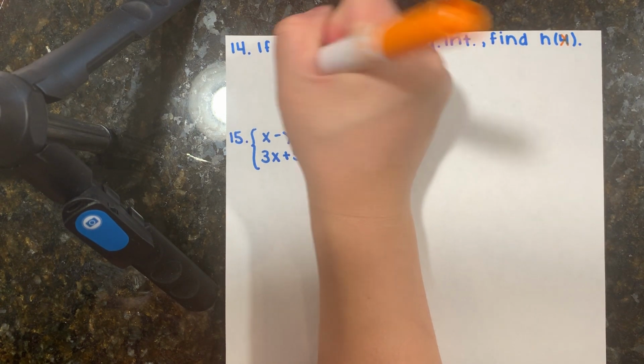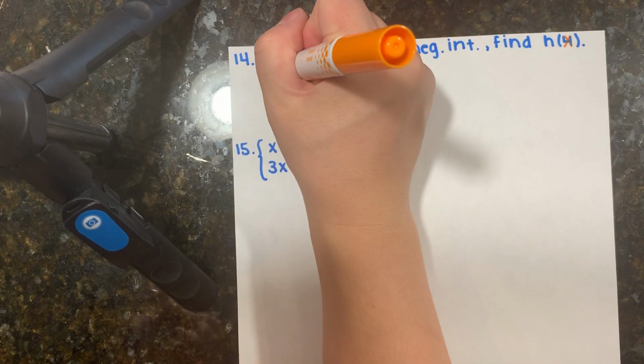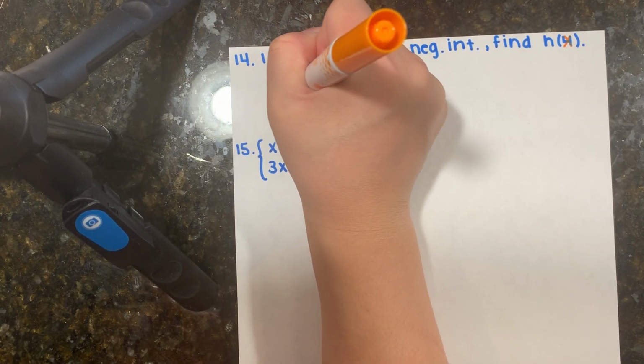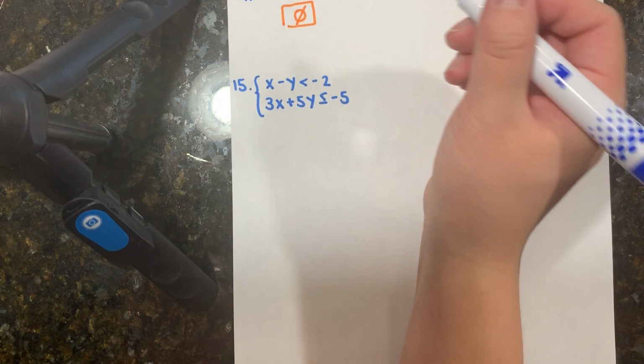So your answer is actually nothing. So for number 14, there is no result. There's nothing in that set because we can't plug in 4 when it's not even a negative integer. Moving on to number 15.